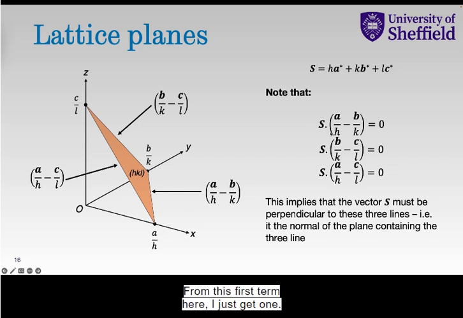So from this first term here, I just get 1, and then I have minus B over K dotted with S. If I do B over K dotted with this, again, the cross terms here would go to 0, and I just get K B star dotted with B over K. B star dotted with B would just be equal to 1, and K over K is going to be equal to 1, so this term would become 1. So this would just become equal to 1 minus 1, i.e. equal to 0. And I could do that for any of these three cases. So S dotted with any of these lines would be equal to 0.